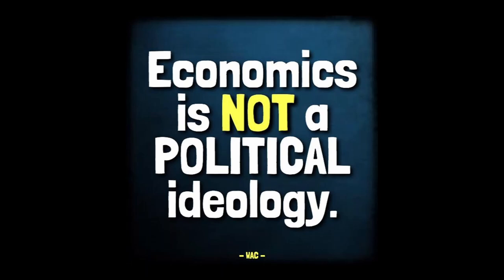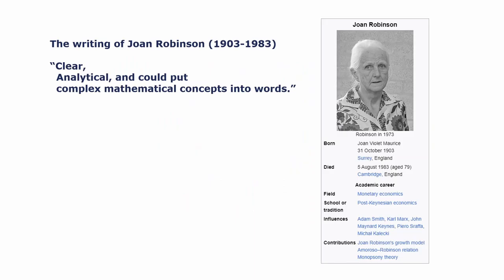But one of the things that Hazlitt talks about in his text, quoting Frederic Bastiat, is how to tell the good economist from the bad economist. And we're going to have lots to say about that as we go through. Here's a good economist. Joan Robinson lived to be 80 years old, as you can see. It was said of Joan Robinson that she wrote clearly, that she was very analytical, and she could put complex mathematical concepts into words.